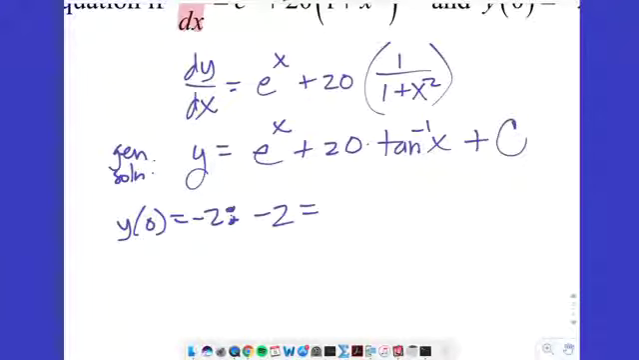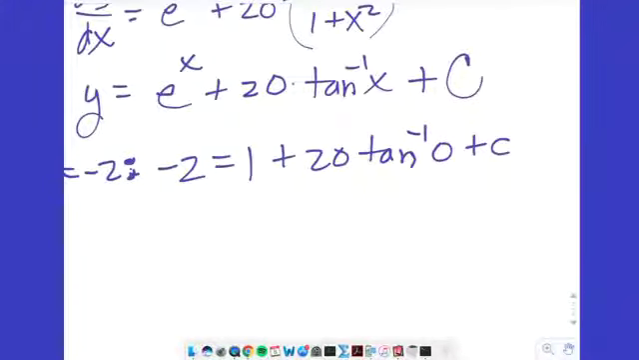So we get negative 2 equals e to the 0, which is 1, plus 20 times inverse tangent of 0 plus c. What is inverse tangent of 0? The way you solve that, remember, is you say tangent of what angle gives you a ratio of 0. And if you're in doubt as to which quadrant to be in, always be in quadrant 1. Where is tangent equal to 0? At 0. Yeah, tangent of 0 is 0. So inverse tangent of 0 is also 0.